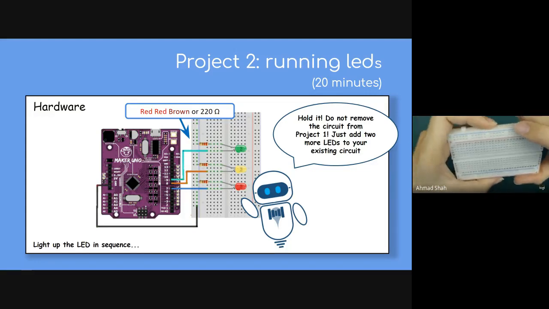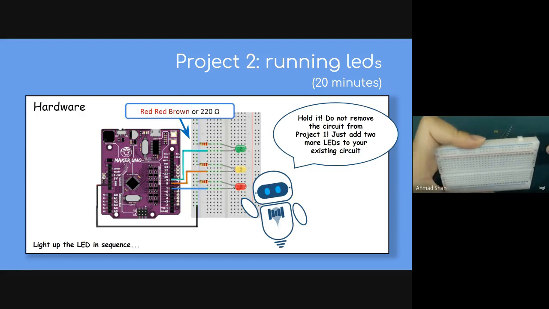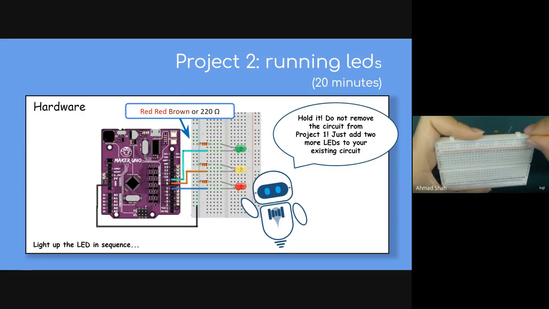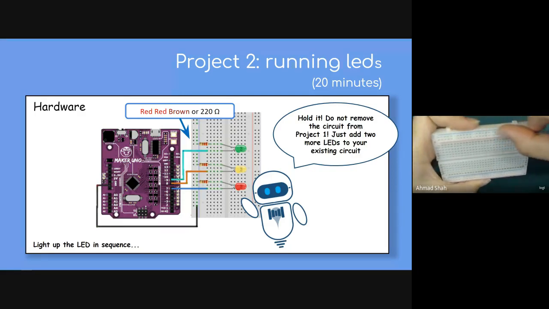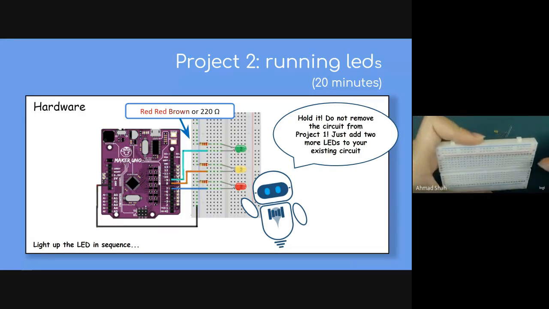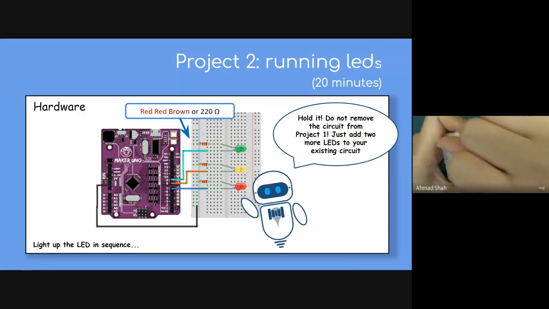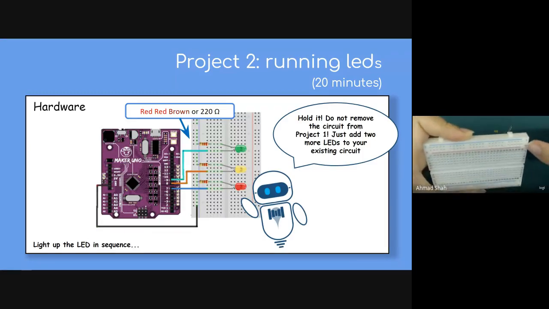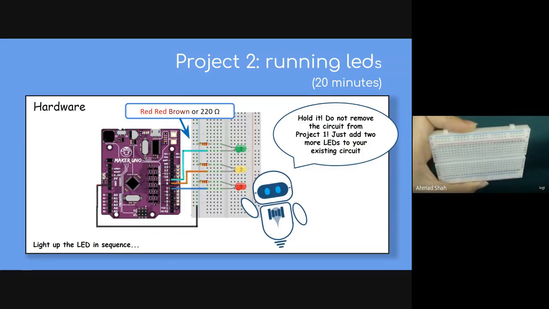If you are the first time, the breadboard connection is this way. So this negative row is all connected, and this positive row is all connected, but negative and positive are not connected.